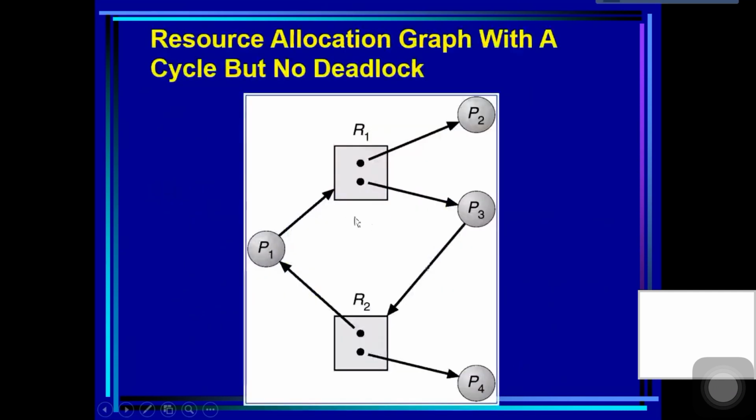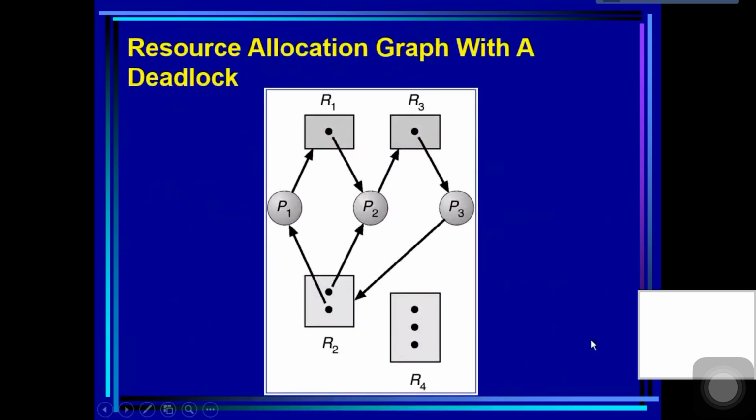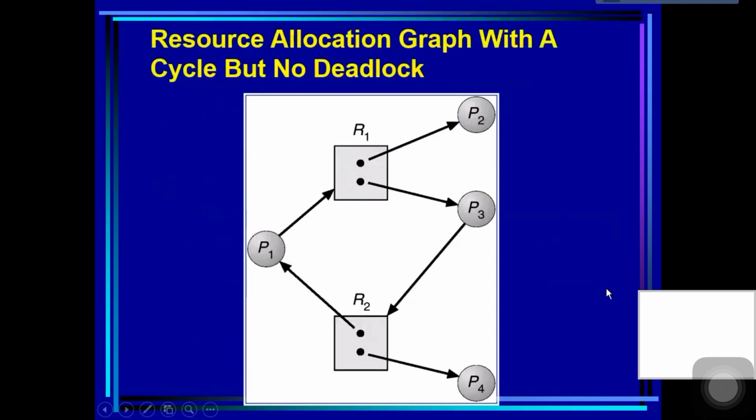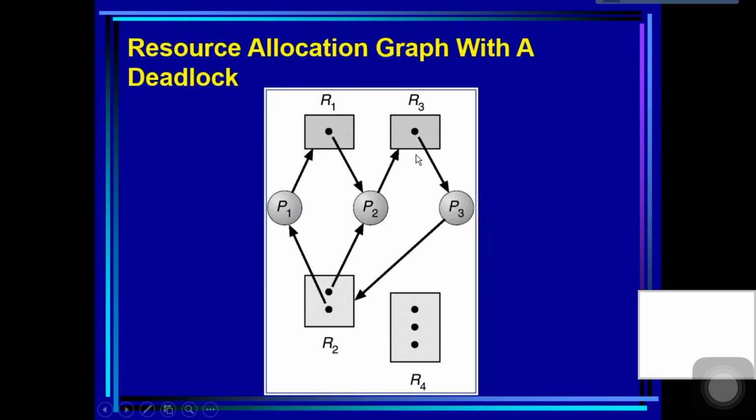So let's look at this one. There is a cycle, and there is also a cycle here. But because resources R1 and R2 both have 2 instances, there is no deadlock. But here there is a cycle, and there is a deadlock here, deadlocked. You can see that. Okay.